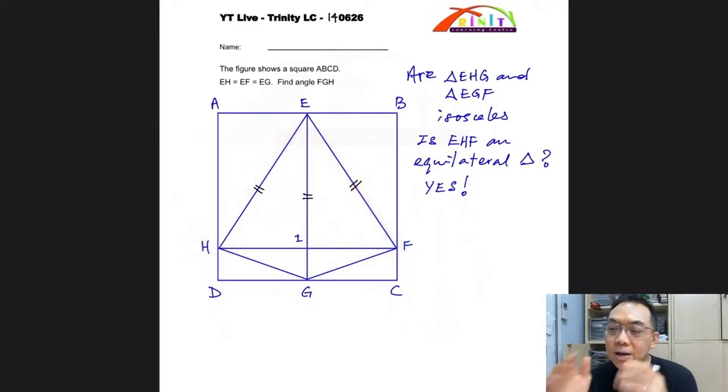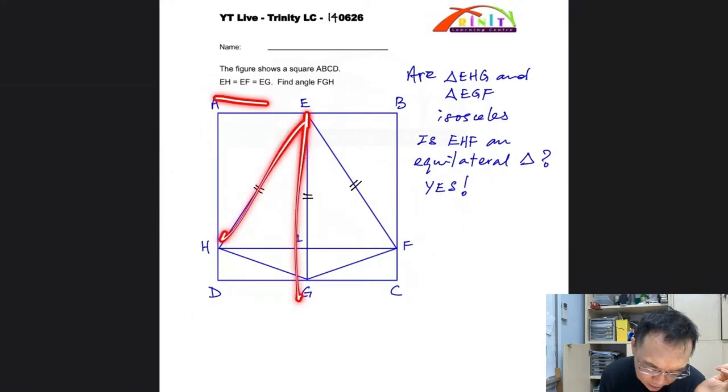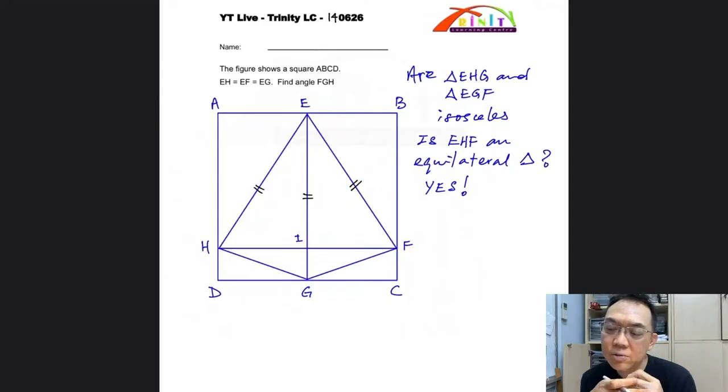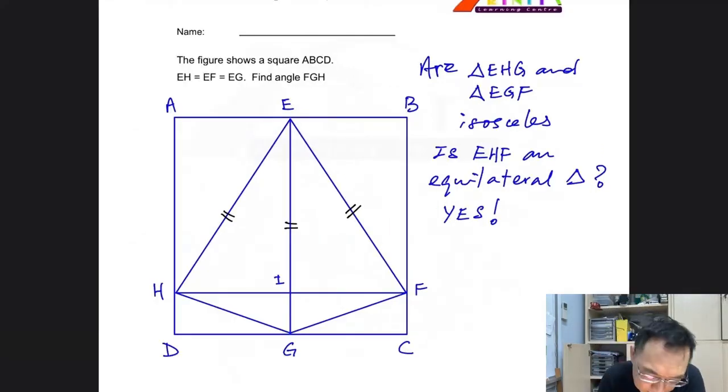Because all sides are the same. How do you know? EG equals EF equals EH. Yeah, that's what the question says. But EG, EH, EF is not the equilateral triangle. The equilateral triangle is here. So you need to prove that this is equal to this instead. In length, they are equal, and so that means EH equals HF equals EF. Correct. Very, very good. Excellent. Fantastic. Here's the answer.